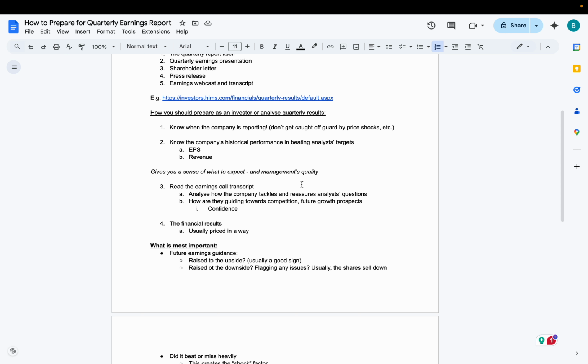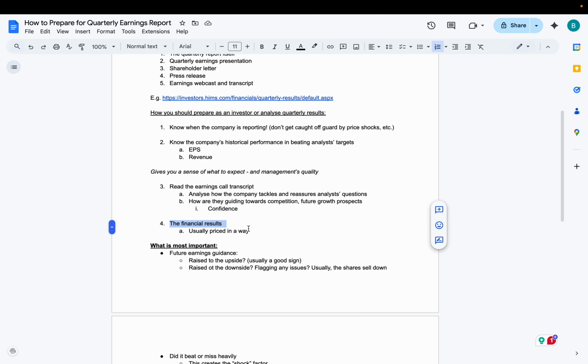So if the company is very good at tackling questions, it may prove that the company's management is very solid, right? And usually the earnings transcript will also show how the company is guiding towards competition, future growth prospects, things like that. So it's very important to understand what the management's thoughts are on the company itself, and the analysts asking the questions, right? Both the analysts and the management know the company the best and the industry the best. So you as an investor should also try to learn from them, whatever they're saying, and then do your own critical judgment and analysis of the company, right?